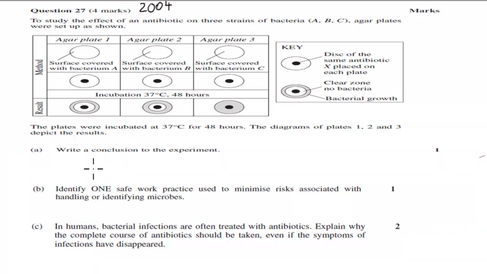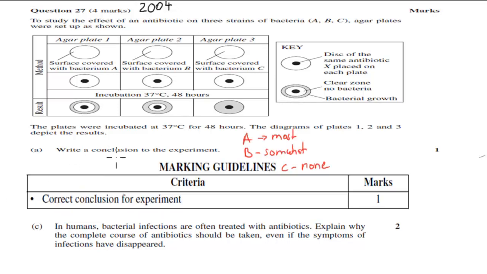Welcome back. Alright, so for the first one, A, it says write the conclusion to the experiment. So what was the actual outcome of the experiment? To get 1 mark out of 1, all you have to do is write the correct conclusion. In terms of the conclusion, we've got 3 bacteria, and you can see here this bacteria has completely grown. There is growth all over the place. The white part is the clear zone.